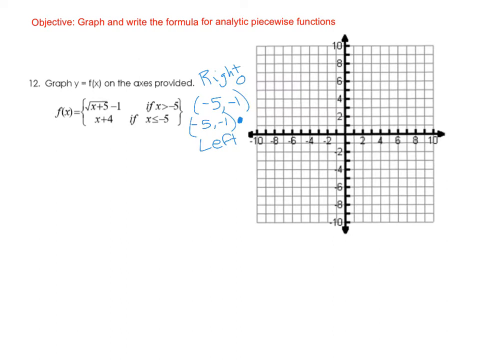So -5, -1. So to the right, it's a square root, and 5, 1 is the vertex point. Right, this is the vertex. So over 1, up 1. Over 4, 1, 2, 3, 4, up 2. We can go over 9, so it's 5 and 4, up 3.